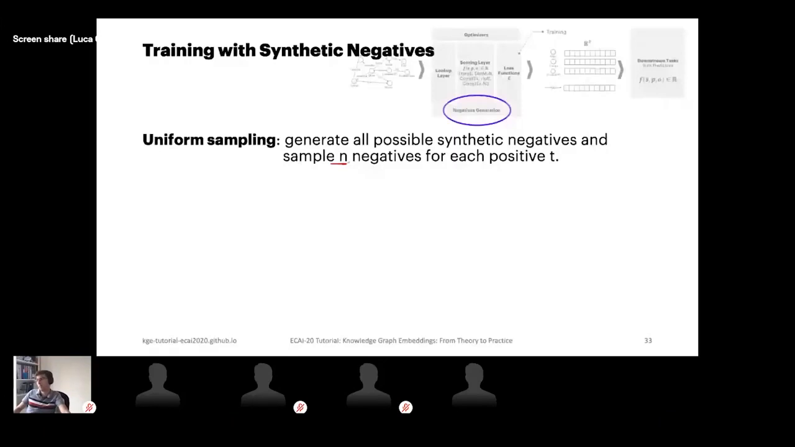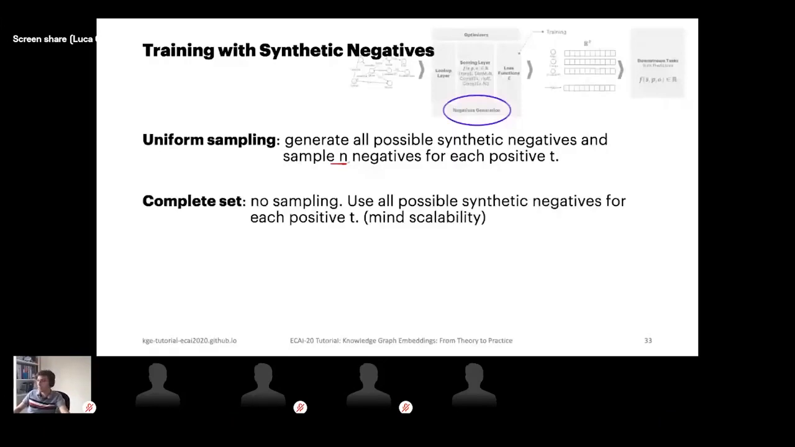Other papers, I think the ComplEx paper does that, don't sample. They use them all. They generate all possible synthetic negatives for each positive, and then they train the model with that. Just a word of warning, this may affect your scalability if you are processing an enormous graph and you have millions and millions of distinct nodes. You will end up generating millions and millions of negatives for every sample in your training set. So it may or may not scale. It really depends a bit on the use case, right?